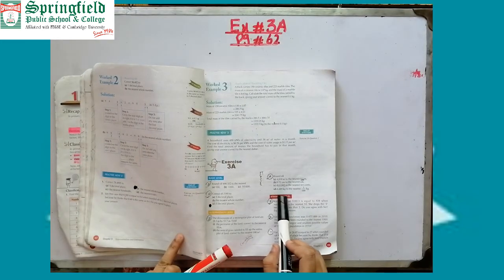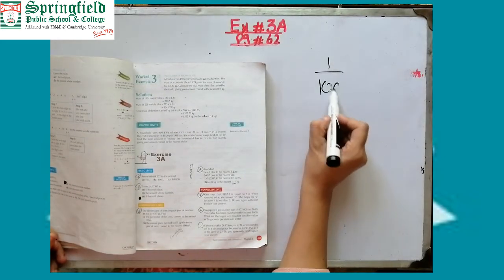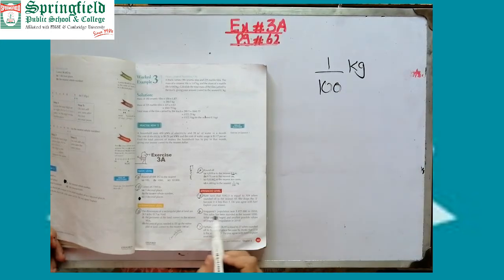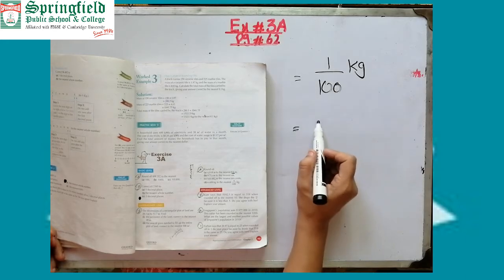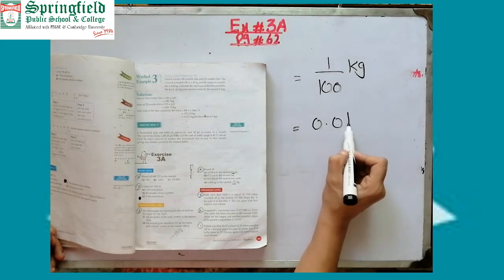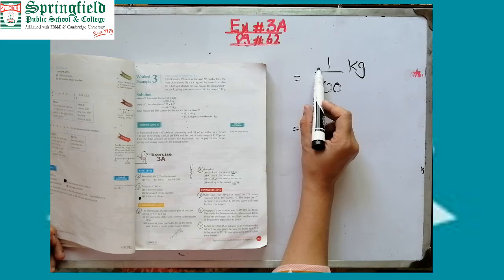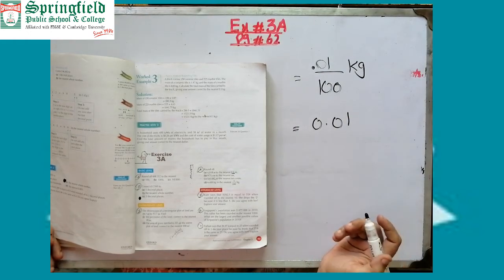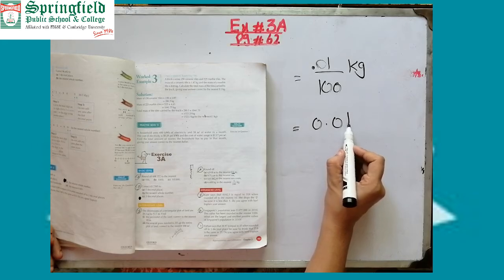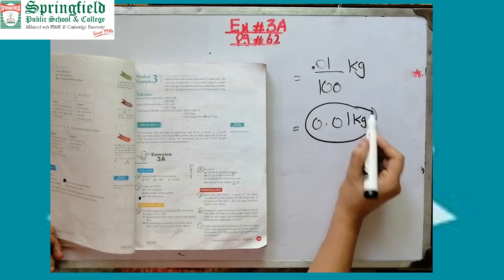The last part: 6.489 kg to the nearest 1 by 100 kg. 1 by 100 means round this number to the 1 by 100. So 1 by 100 means 0.01. First we will check how many zeros are here: 1, 2. It means we write the point before the 2 places, so 0.01 by the division rule.